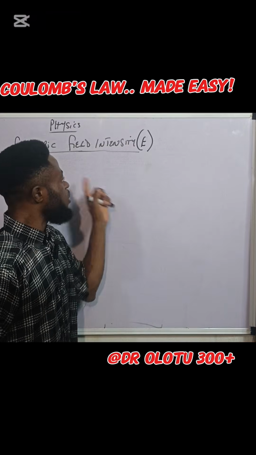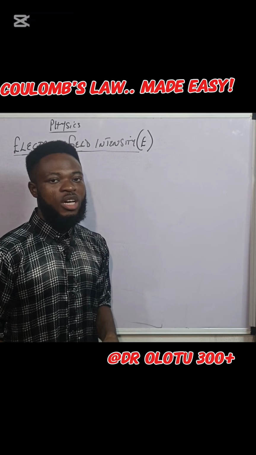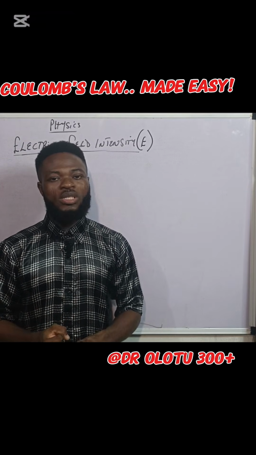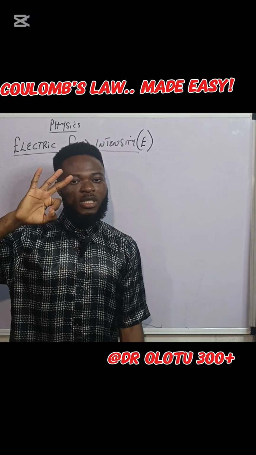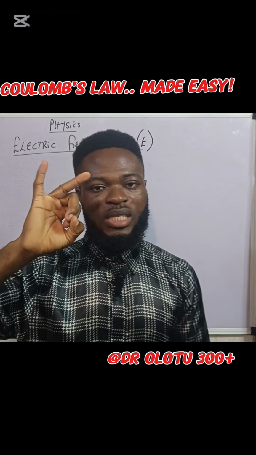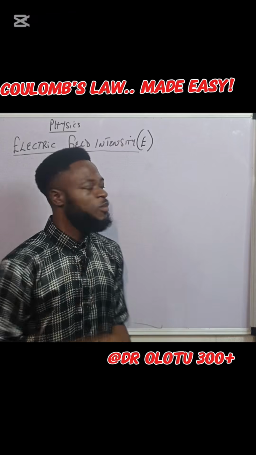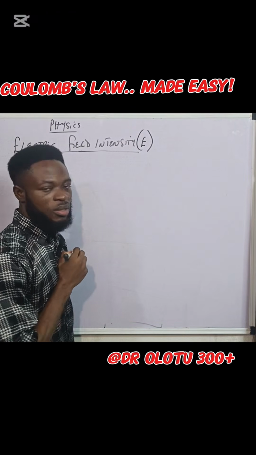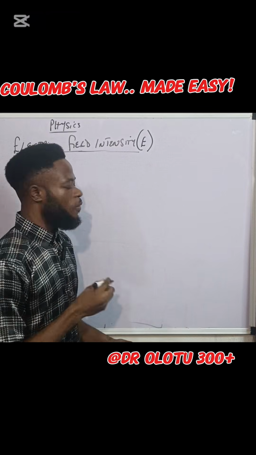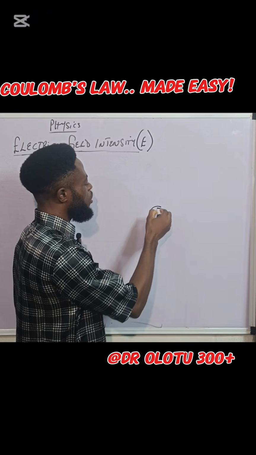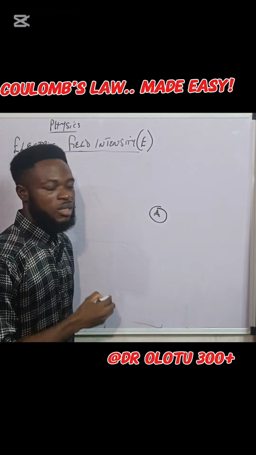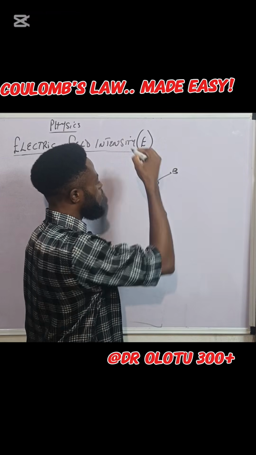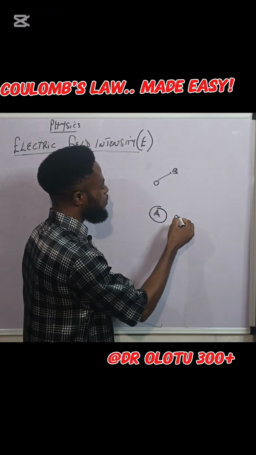Now the next part is electric field intensity. It is called electric field intensity or electric field strength or just electric field. Three names that mean the same thing: electric field strength, electric field intensity, or just electric field. Now let's explain this so you understand better. Imagine that we have three charges. Let's say this is the first charge. Let's call this A, let's call this B, and let's call this C.